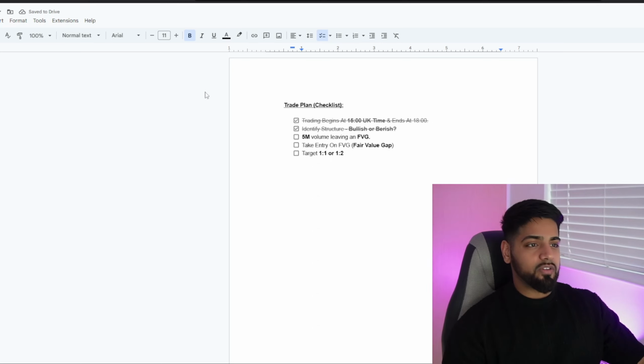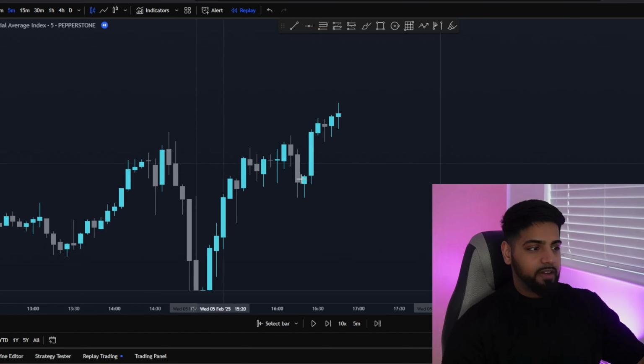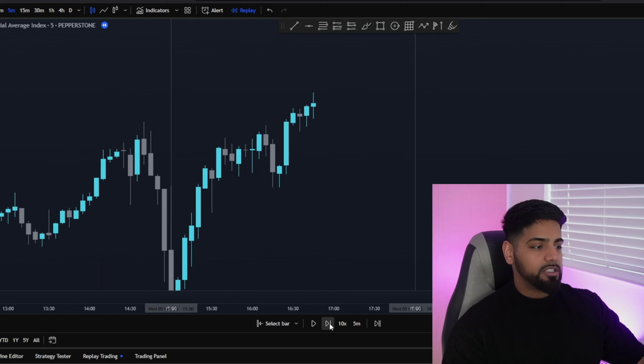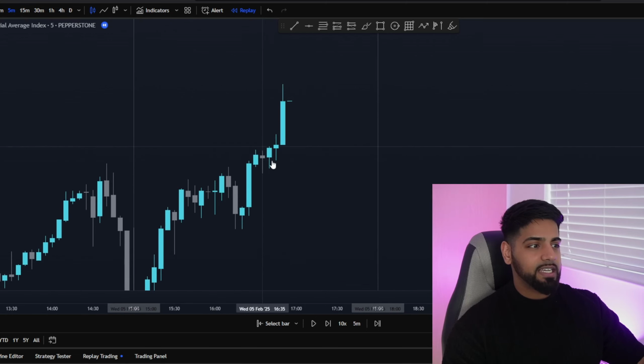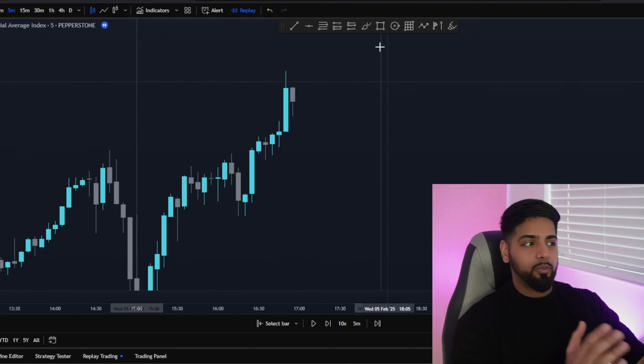And because we've marked those off, we can now move on to the next step, which is to identify a 5-minute volume candle, which leaves a fair value gap. So coming back onto our charts, if I play price on, we can see that right here we get this massive volume candle to the upside in line with our trend.